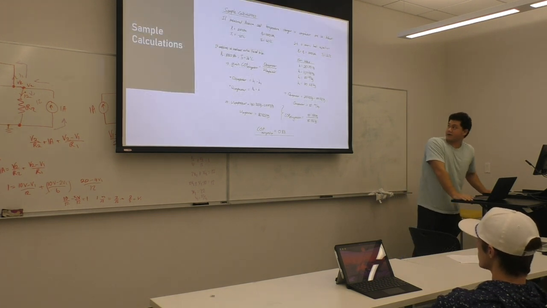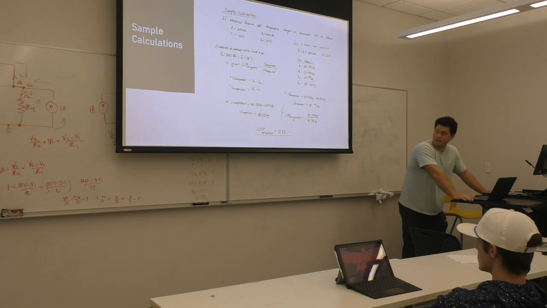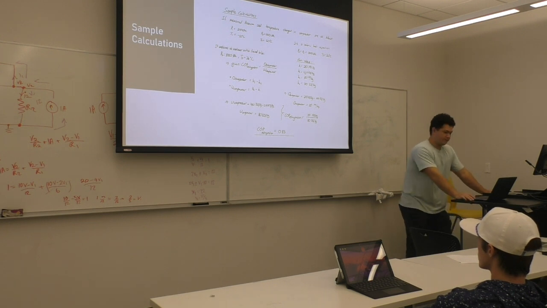So here's some sample calculations I did for coefficient of performance with some hypothetical values that may have been obtained. And here we had a COP for refrigeration of 0.83, which is feasible because for refrigeration you're going to get a COP less than 1.